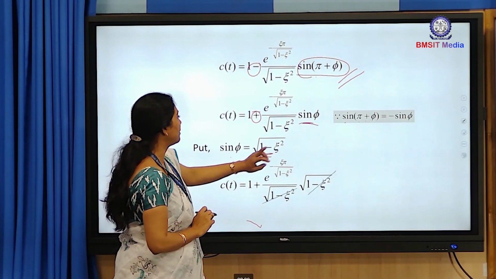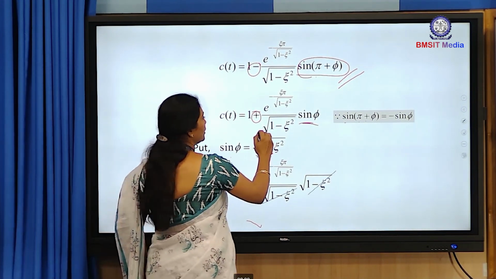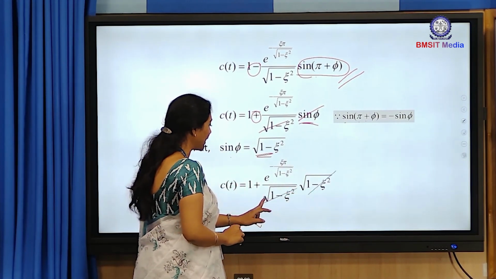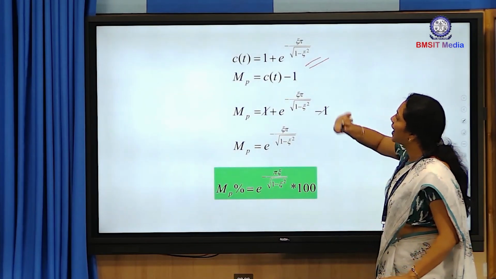And what is root of 1 minus zeta square? That also is equivalent to sin phi function. So this 1 minus zeta square and this 1 minus zeta square get cancelled. The remaining term, whatever is there, we will write it as it is.